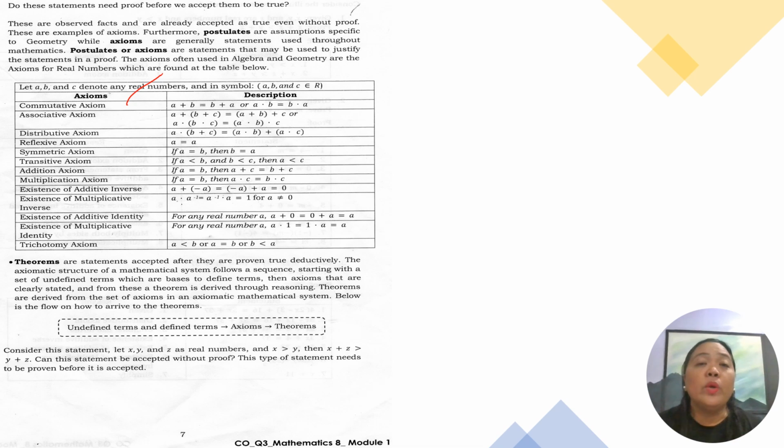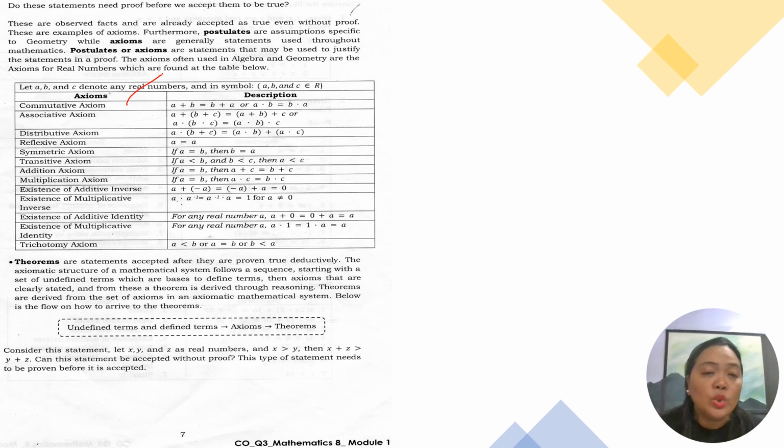The same goes with the commutative axiom of multiplication. A times B is equal to B times A. The position or the order of the factors does not affect the product.